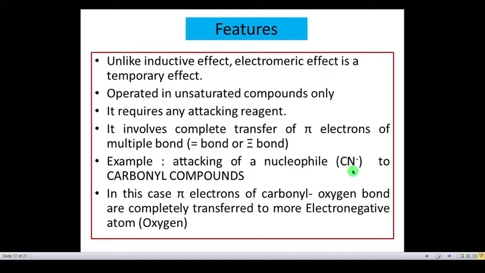Upon attacking the cyanide ion, what will happen? The carbon and oxygen bond here. So this particular reaction will be discussed in the next slide also. So now we will go to the next point.